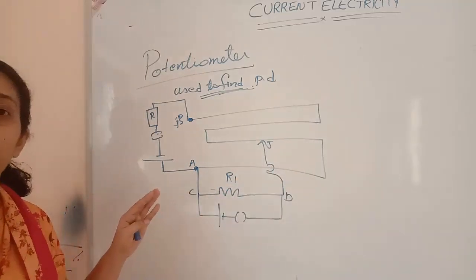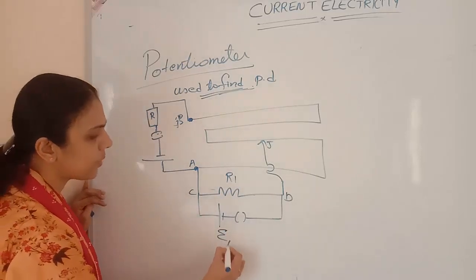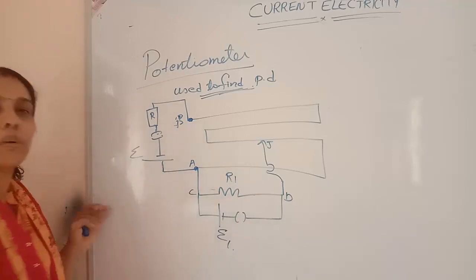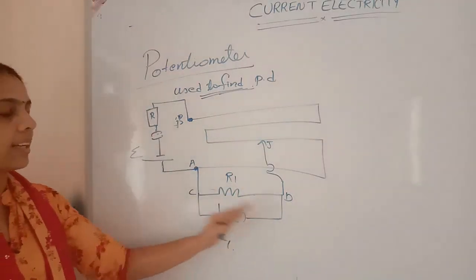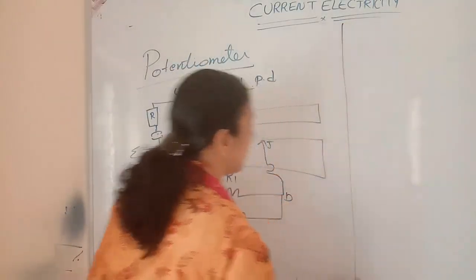So here a key and a cell, positive is connected over here, and we connected an external resistance whose potential difference we are going to find out, as an EMF, this one E1. So this is having EMF E. Okay, so it's connected like this. Clear?